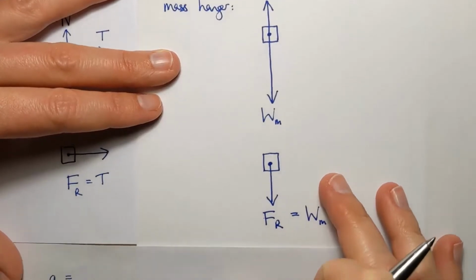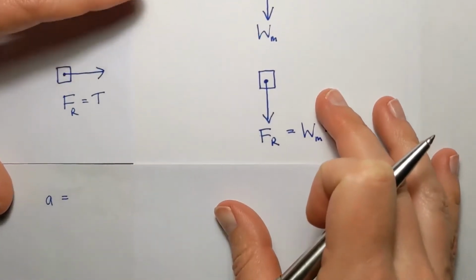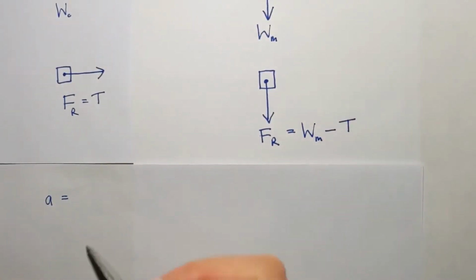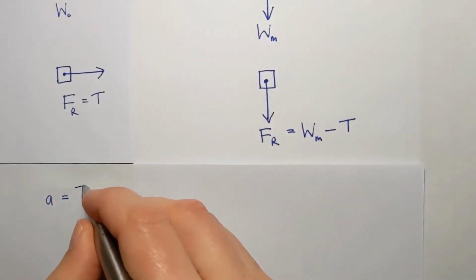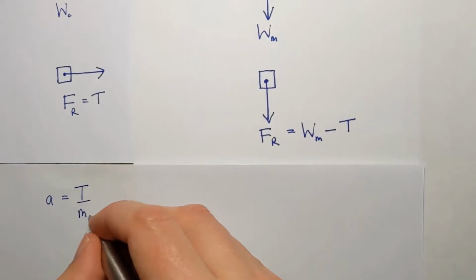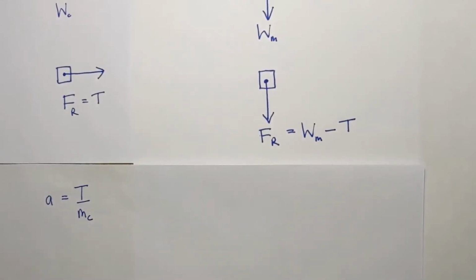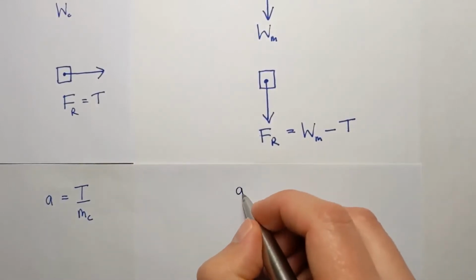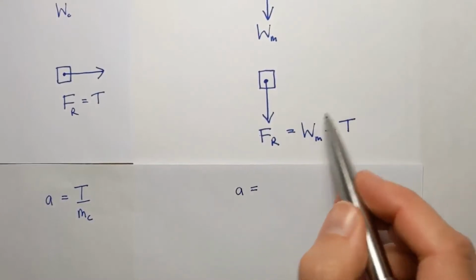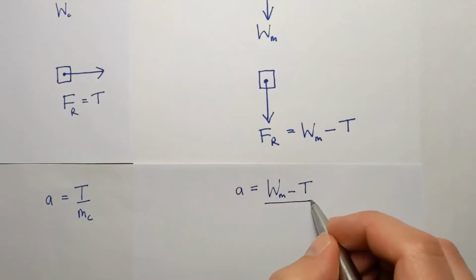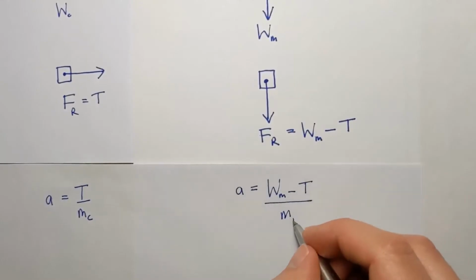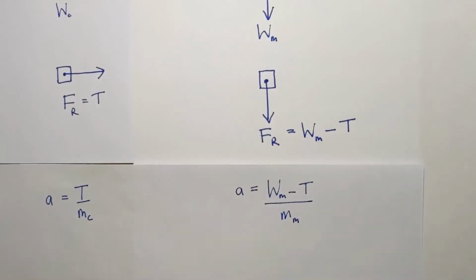But in both cases, remember, the acceleration is the same. So acceleration is resultant force over mass. That's the mass of the car. And in this case, the same acceleration is resultant force over mass. That's the mass of the hanger.